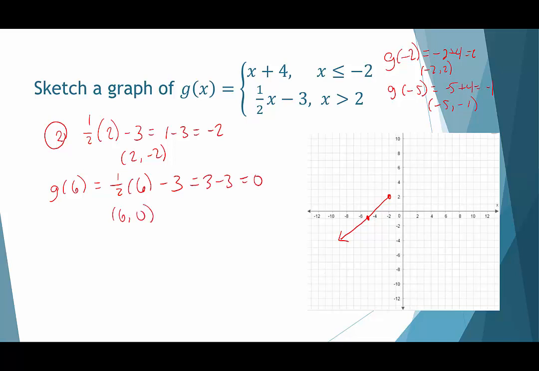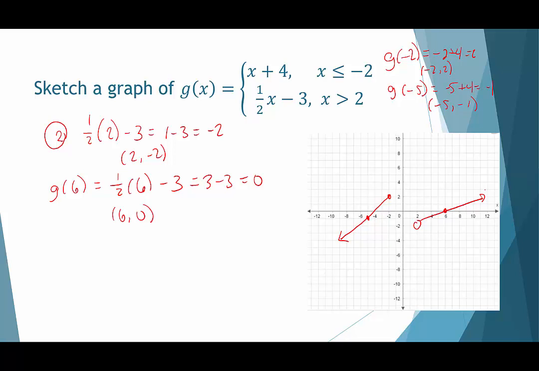So when we go to graph this, 2, -2 will be an open circle, and 6, 0 would just be that kind of regular point. And remember, the only point that's not included is that endpoint. Every other point is included on the graph. So we do a closed circle at 6.